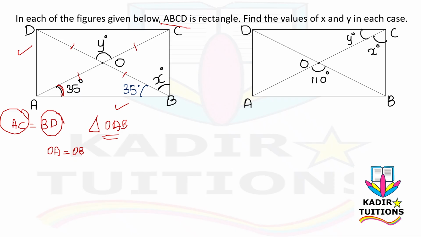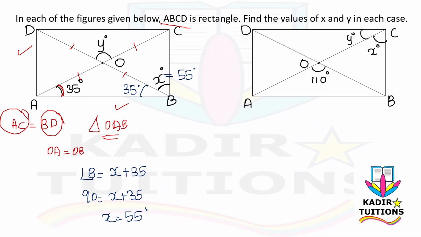So if I take angle B, angle B has been split into two parts. One is X and another one is 35. So we know angle B is 90 degree. So when we are solving this, we will get X equal to 55 degree. So we found the answer for X as 55 degree. Yes. So still we have what? Y is there. So what is Y?